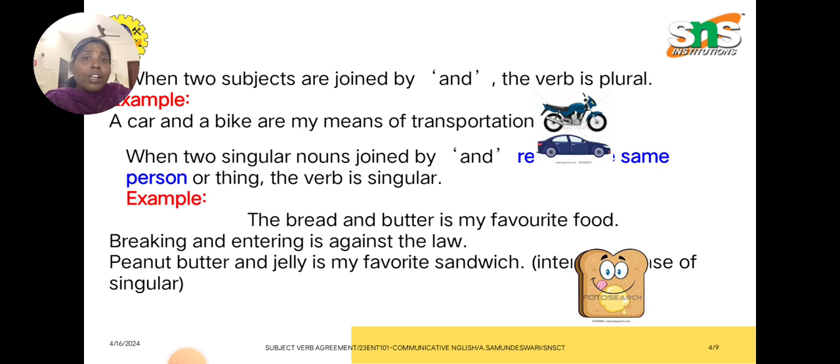So in these examples you can't separate one item from another item. When these two items are combined together and convey the meaning as a single thought, you are supposed to use the singular form of your verb, though it is connected with the conjunction and.